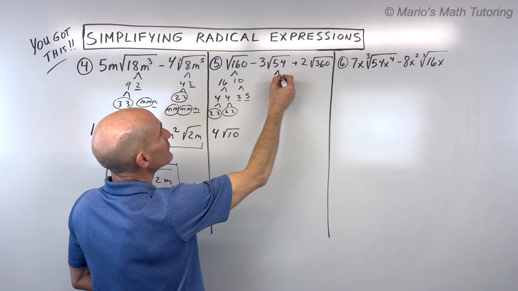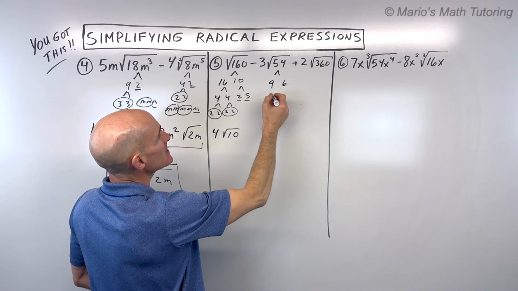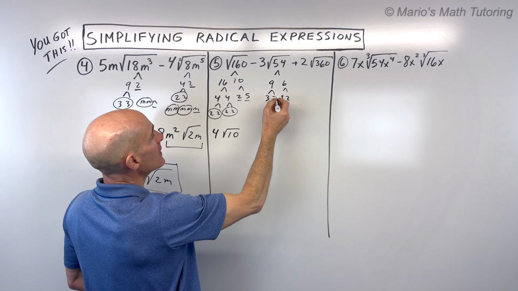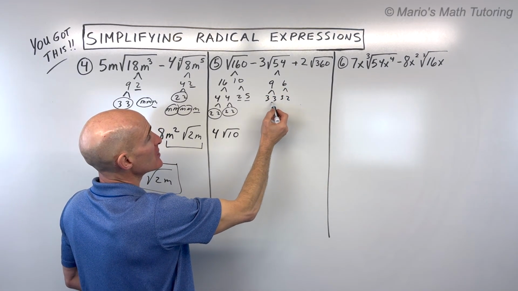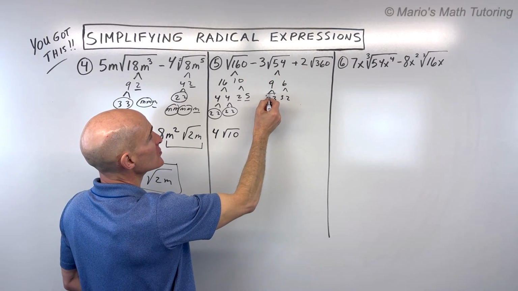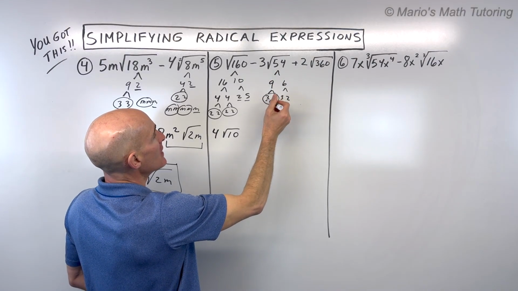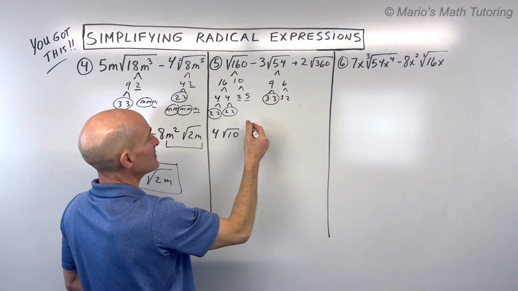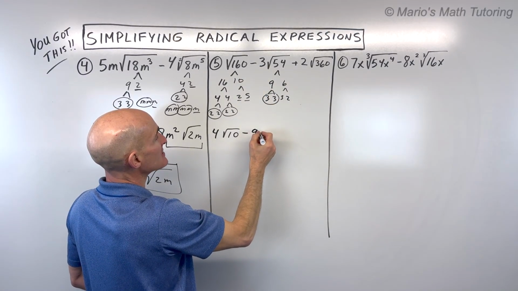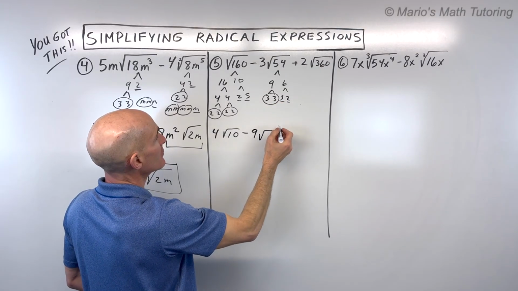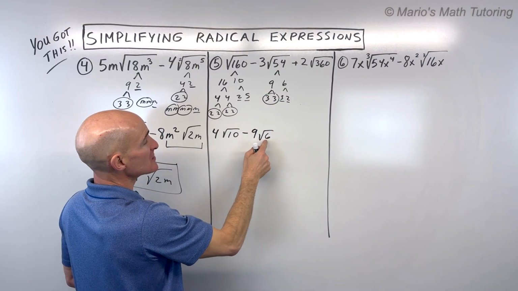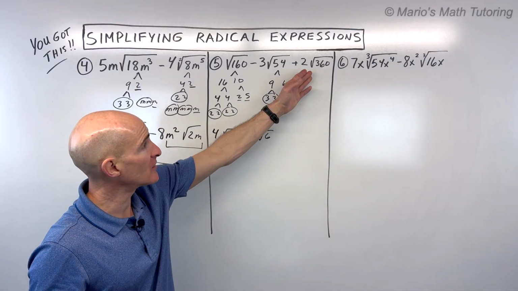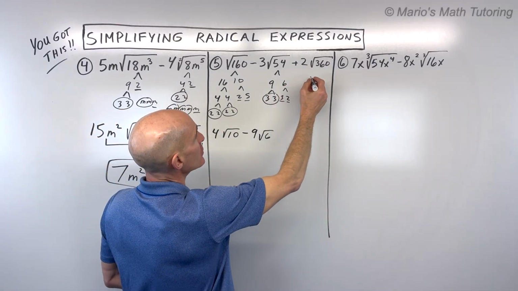So over here now, 54, this is 9 times 6. 9 is 3 times 3, and 6 is 3 times 2. Now, if it was a cube root, I look for 3 of the same number. This is a square root, so we're just looking for 2 of the same number. So we've got 3 times this 3, and so this comes out to minus 9 square root of 3 times 2, which is 6. Now notice these square roots are different, so we're not going to be able to combine those. But let's take a look at this third expression here.